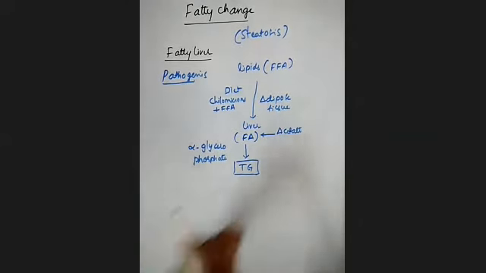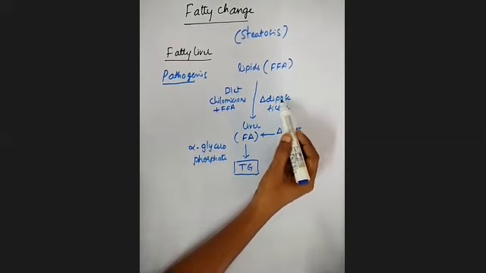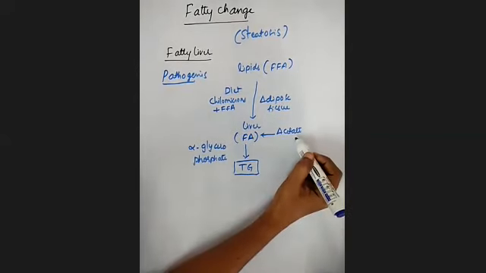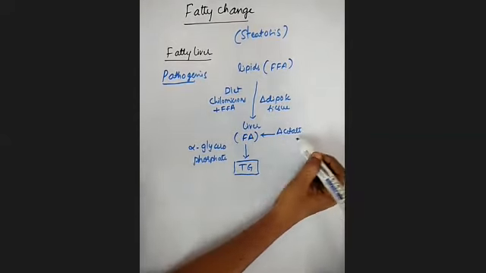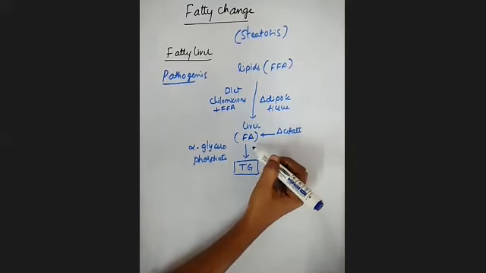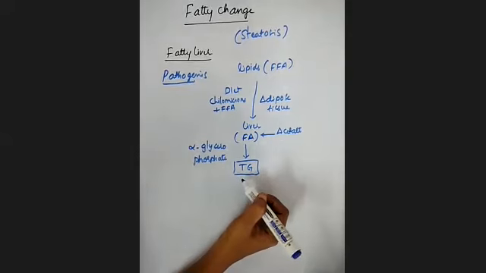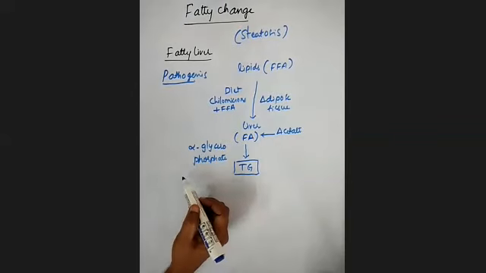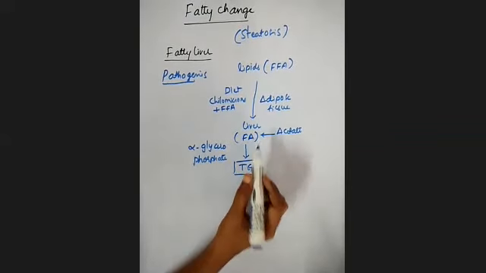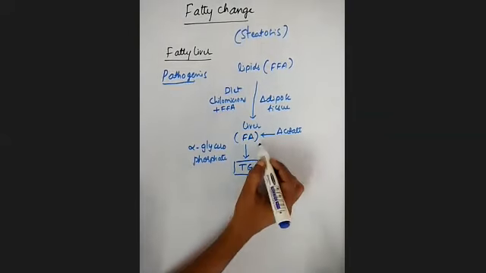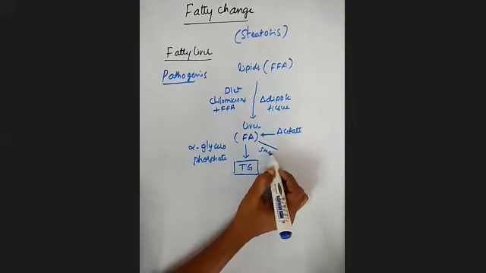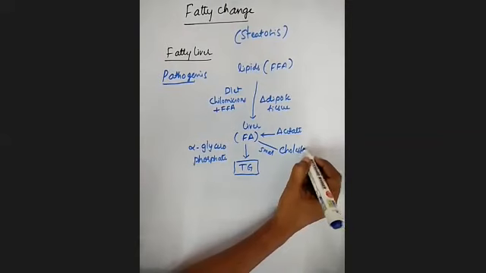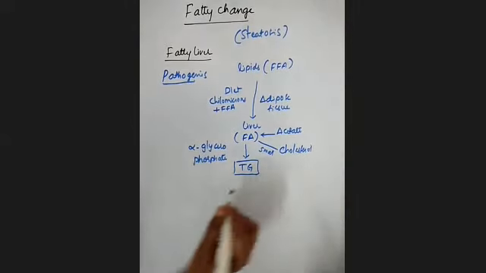I told you that through the diet and through the adipose tissue, the fatty acids enter inside the liver. But some amount of acetate present inside the liver cells can also produce these fatty acids. Finally, this fatty acid is converted into triglycerides with the help of alpha glycerophosphate. That means most of the fatty acid is converted into triglycerides, and some small amount of these fatty acids will be converted into cholesterol.